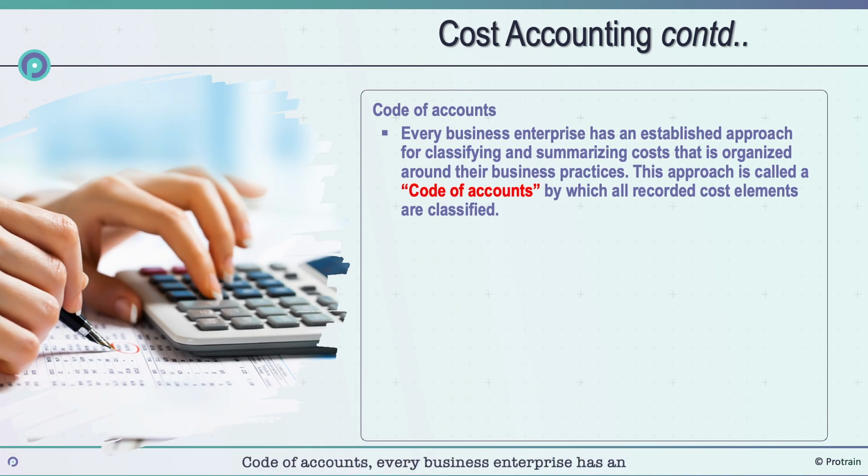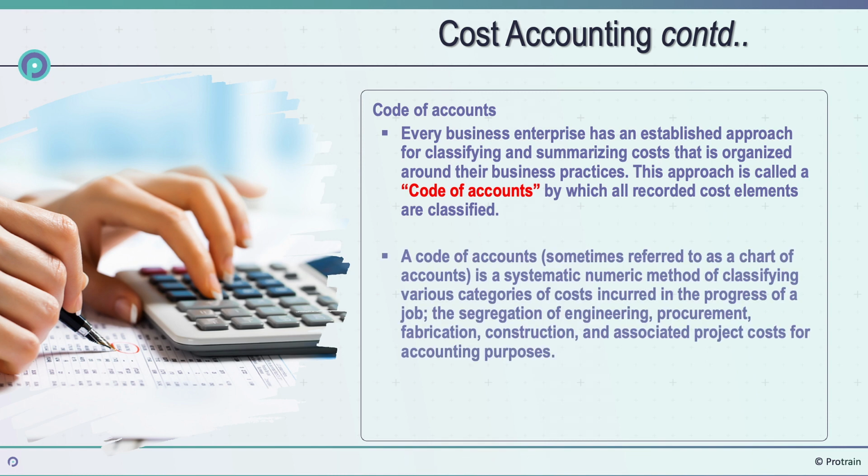Code of accounts. Every business enterprise has an established approach for classifying and summarizing costs that is organized around their business practices. This approach is called a code of accounts, by which all recorded cost elements are classified. A code of accounts, sometimes referred to as a chart of accounts, is a systematic numeric method of classifying various categories of costs incurred in the progress of a job, the segregation of engineering, procurement, fabrication, construction, and associated project costs for accounting purposes.